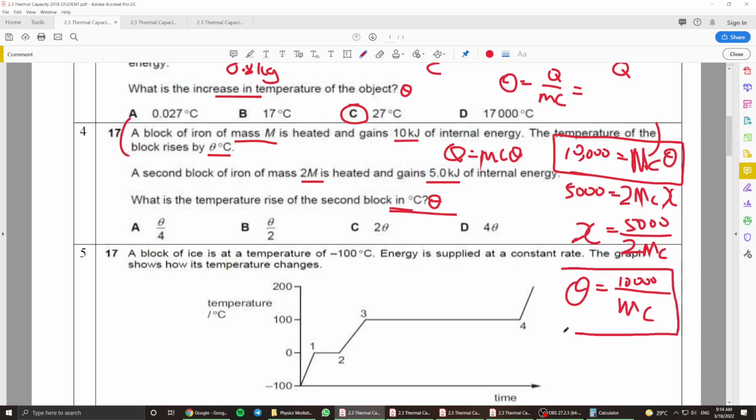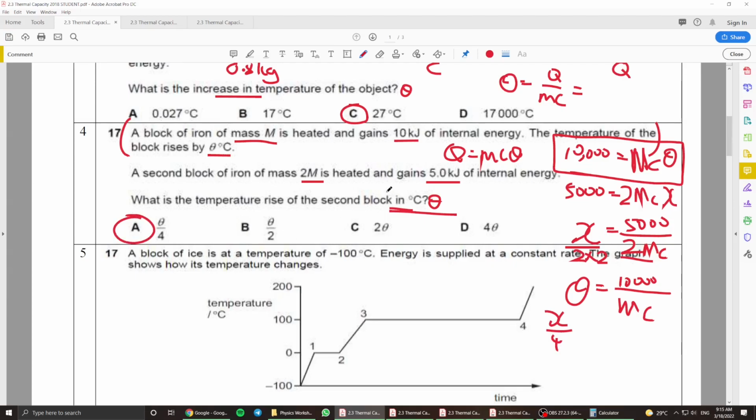Now, comparing these two is quite straightforward. Looking at this equation here, if theta equals 10,000 divided by m and c, when I have half the energy, can you see from 10,000 to 5,000, it's divided by 2, right? My theta is naturally going to divide by 2. And when I double the mass, it's going to be harder to heat up as well, right? So here I have to divide again. So at the end of the day, I'm going to get X equals theta over 4 as my answer here.